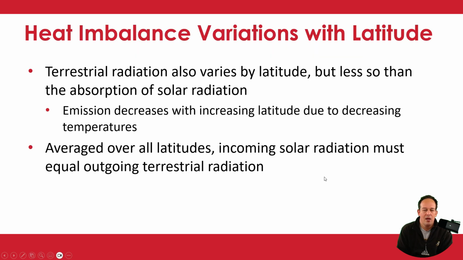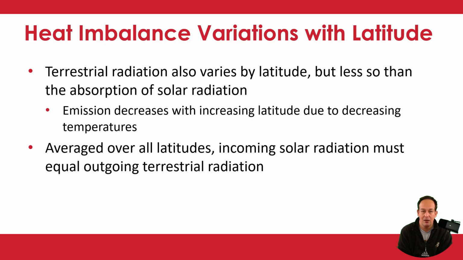All right, so in the previous videos, we've talked about terrestrial radiation in addition to solar radiation. Terrestrial radiation also varies by latitude, but less so than the absorption of solar radiation. That's because the emission decreases with increasing latitude due to decreasing temperatures. Averaged over all the different latitudes, incoming solar radiation must equal outgoing terrestrial radiation.